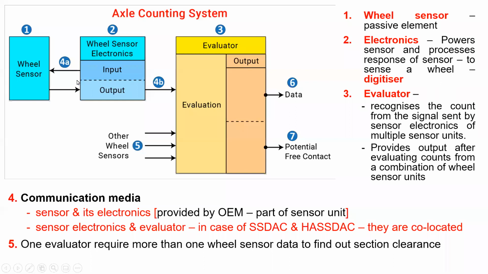And some makes, they have wheel sensor, they have some electronics here, and some more electronics related to the input here. So this 4A, this 4B are very relative actually, that some electronics can reside in the wheel sensor, some electronics can reside in the central place at the evaluator. Now this communication media also, it can be a copper cable or it can be OFC also.